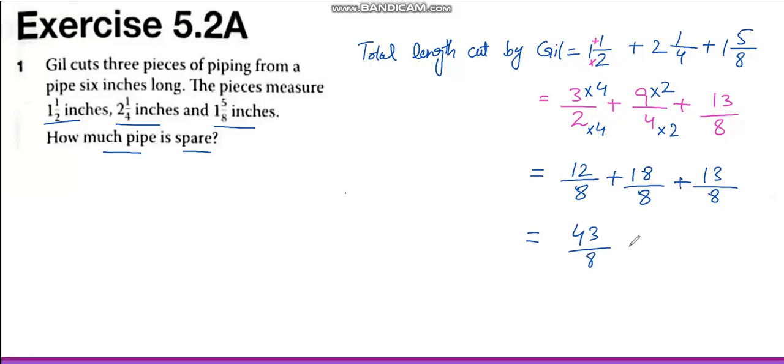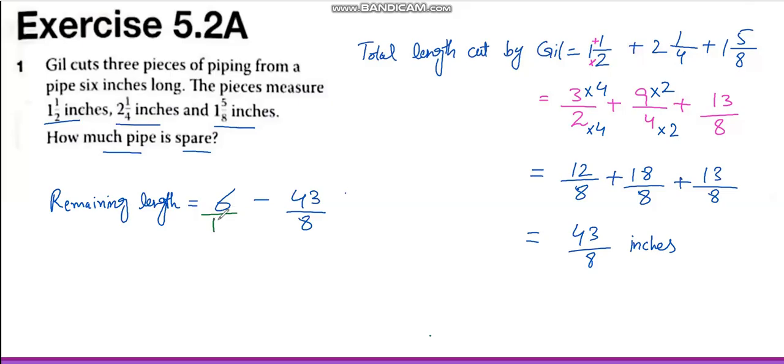It means 43/8 inches of pipe has been used, and we have to find the remaining length of the pipe. So to find the remaining length, we will subtract the used length from the total length. The total length is 6 inches and we are going to subtract 43/8. So again, to subtract, first we need to make the denominator the same.